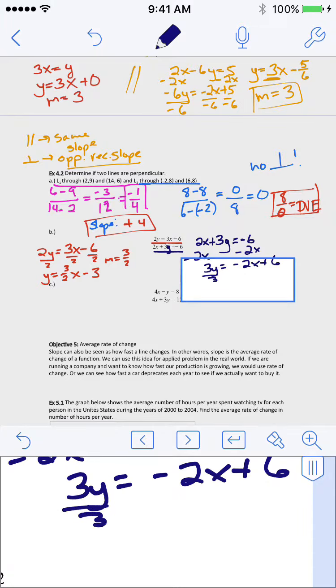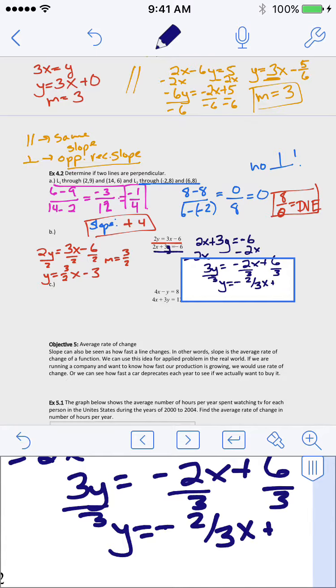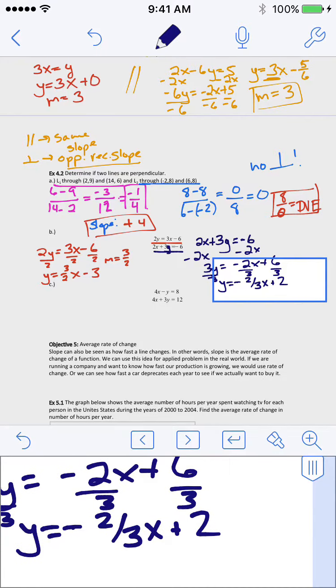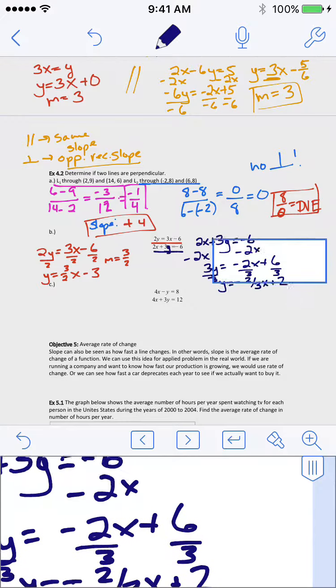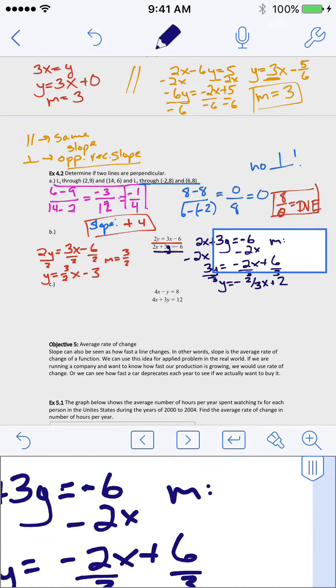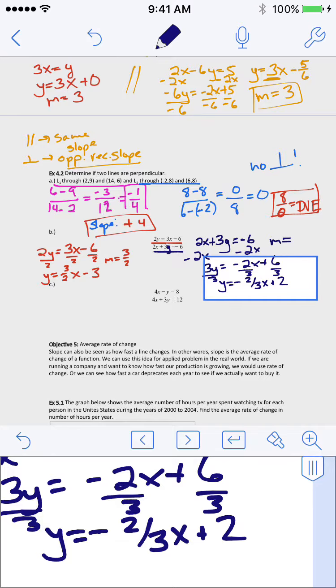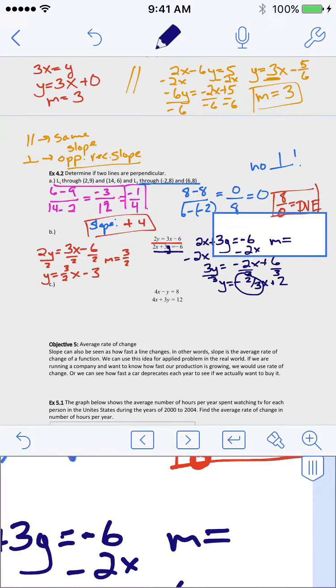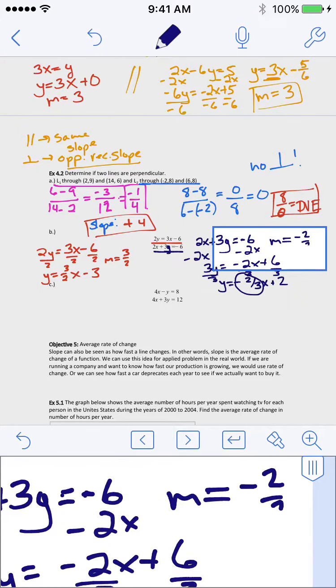And then we can divide by 3 to everything. Notice 1, 2, 3 terms, 1, 2, 3 divisions. Everything gets divided. Y equals negative 2/3 x plus 6 divided by 3 is 2. Alright, so what does that mean about this slope? What can I say this slope is equal to? Now it's in y equals mx plus b. Y is all by itself, and therefore it's right here where m sits. So m is equal to negative 2/3.